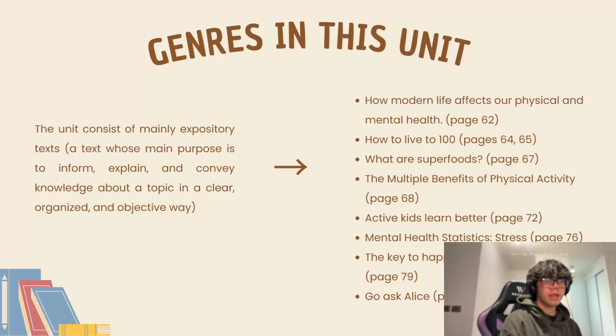In this unit, we find mainly expository texts, that is, a text whose main purpose is to inform, explain, and convey knowledge about a topic in a clear, organized, and objective way. For example, we have the text How Modern Life Affects Our Physical and Mental Health on page 64, How to Live to 100 Years Old, obviously, on pages 64 and 65, and so on and so on.